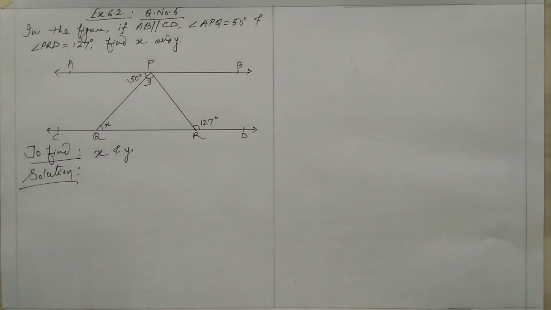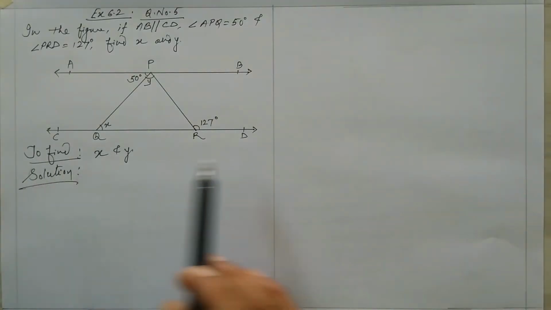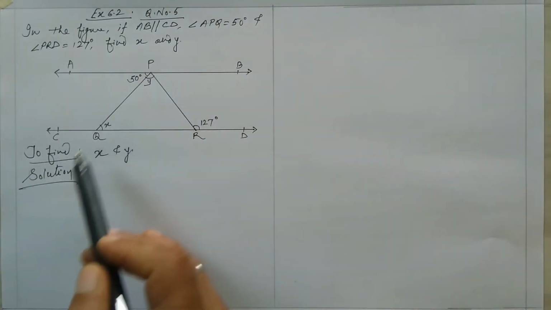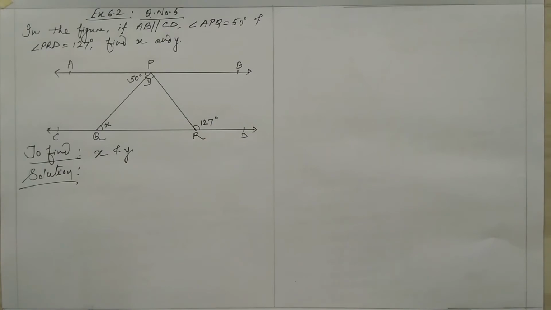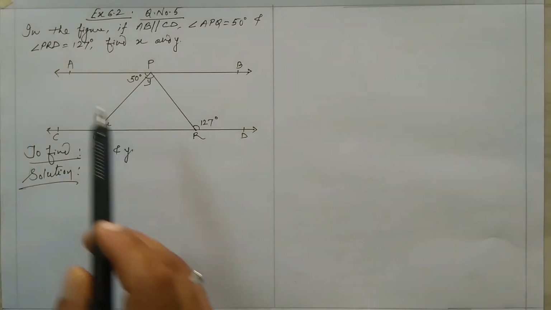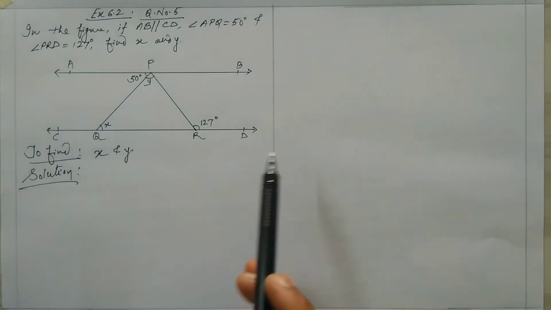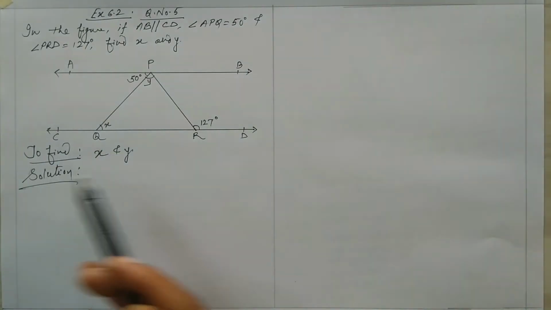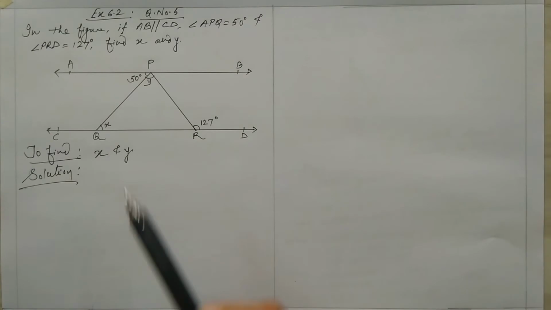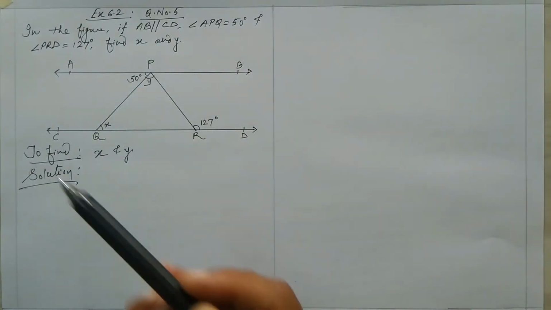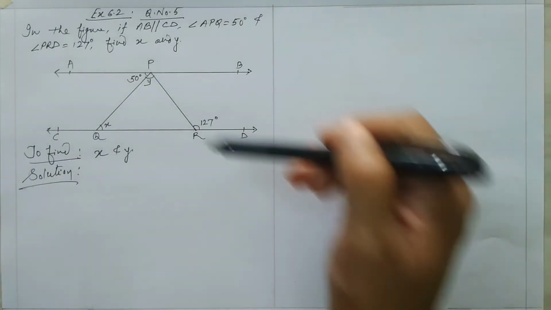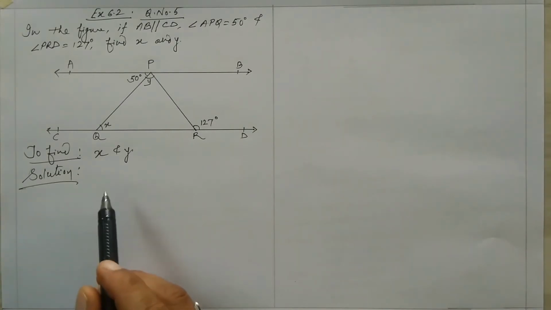Let us see question number 5 of exercise 6.2. Here AB is parallel to CD. Angle APQ is 50 degrees and angle PRD is 127 degrees. You have to find angle X and Y. Now it is given AB is parallel to CD, there are two transversals. You can consider PQ as a transversal as well as PR as a transversal. So let us see.